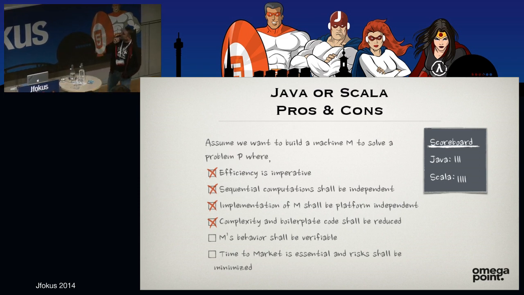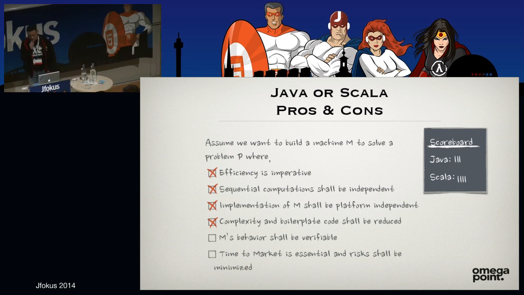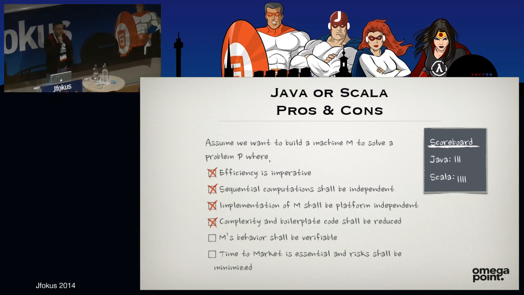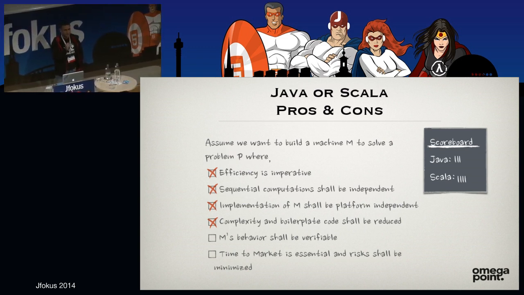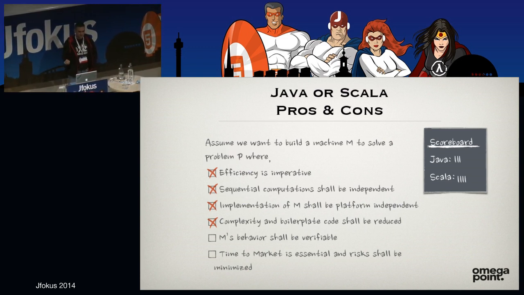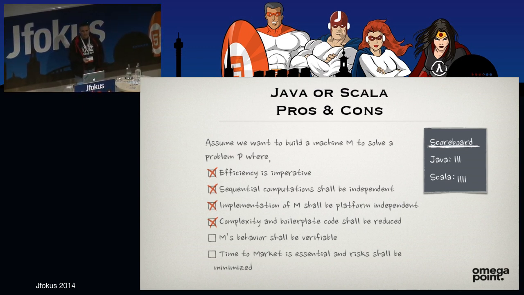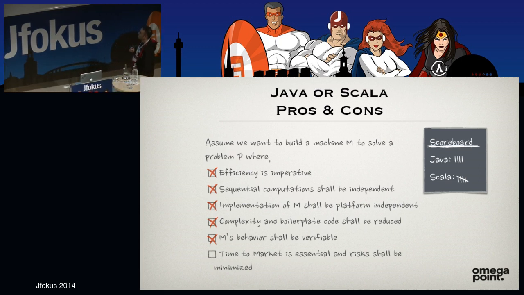Okay, M's behavior shall be verifiable. Writing testable code, that is not language specific. It's a design decision. It really depends on how you design your system, if you can verify it or not. So in that case, it doesn't matter if you use Scala or Java. So you give them a score each, so it's 5-4.